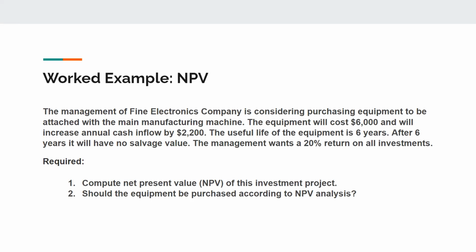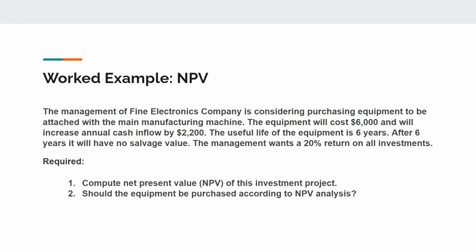Let's understand with the example. The management of Fine Electronics Company is considering purchasing equipment to be attached to the main manufacturing machine, right? So additional equipment. The equipment will cost $6,000 and will increase annual cash flows by $2,200 each year, right? Annual cash flows. The useful life of the equipment is going to be 6 years. After 6 years, it will have no salvage value. And management wants a 20% return on all investments.